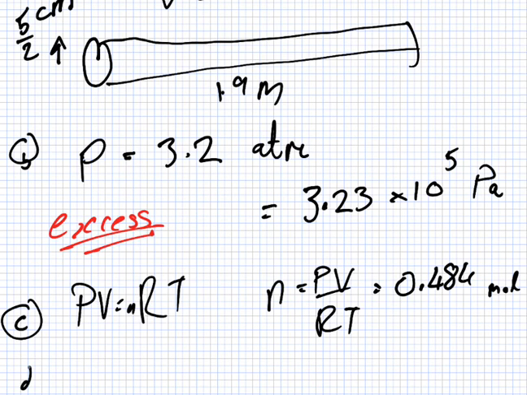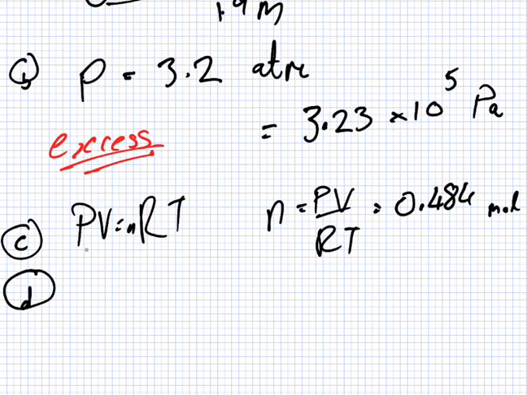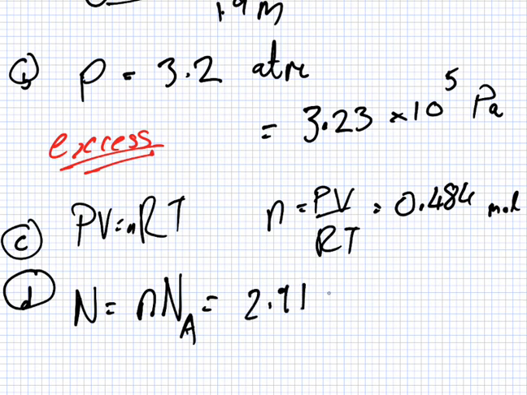Okay, D. That's the number of moles. How many molecules are there? Well, that's just the number of moles multiplied by Avogadro. What's Avogadro? 6.02 times 10 to the 23. So that is 2.91 times 10 to the 23 molecules.